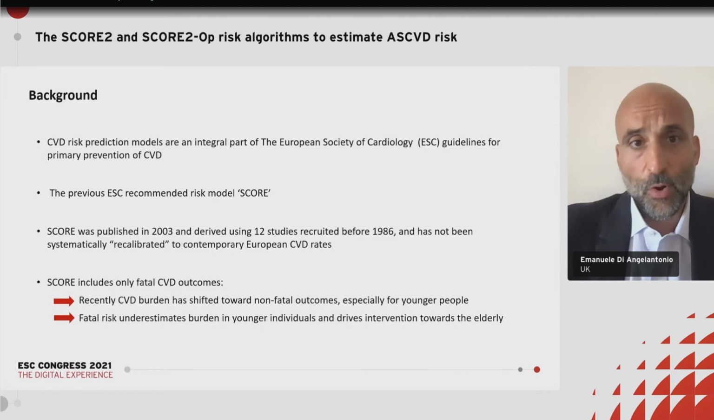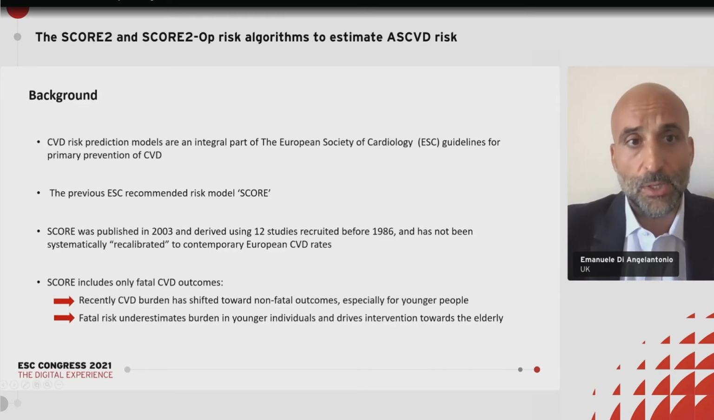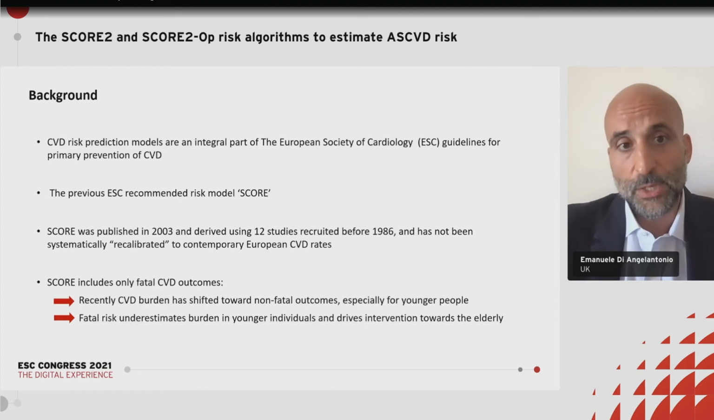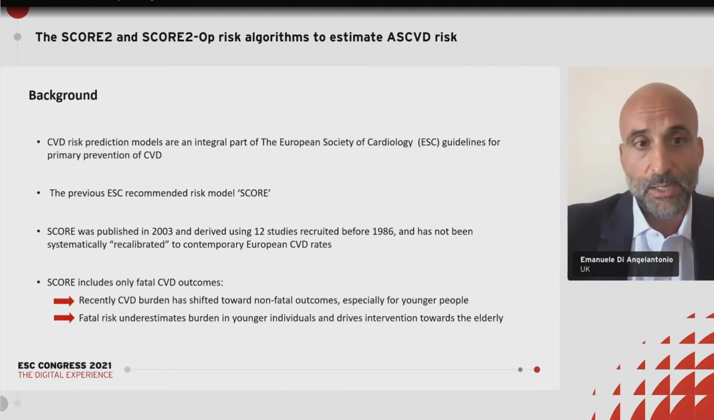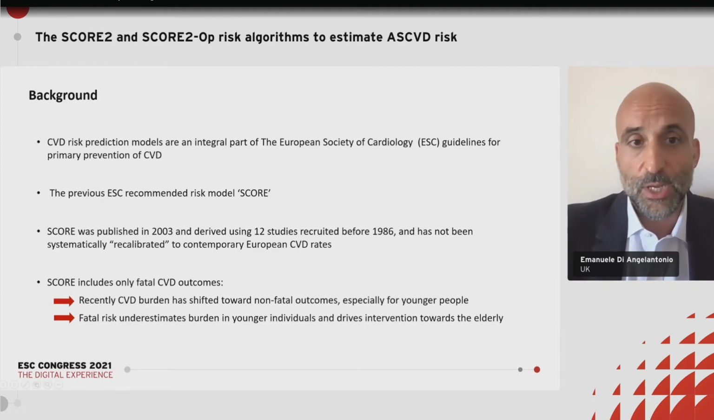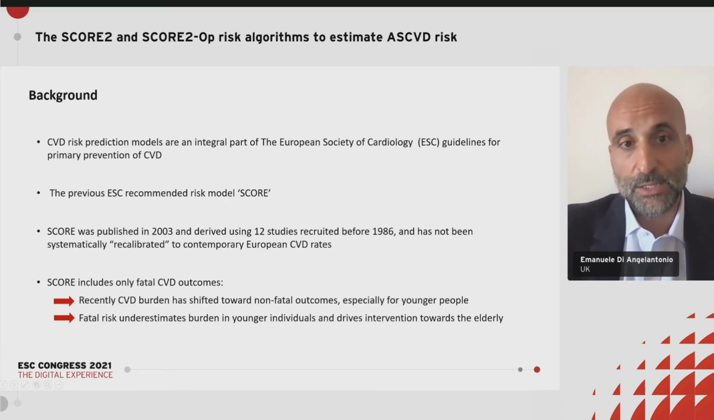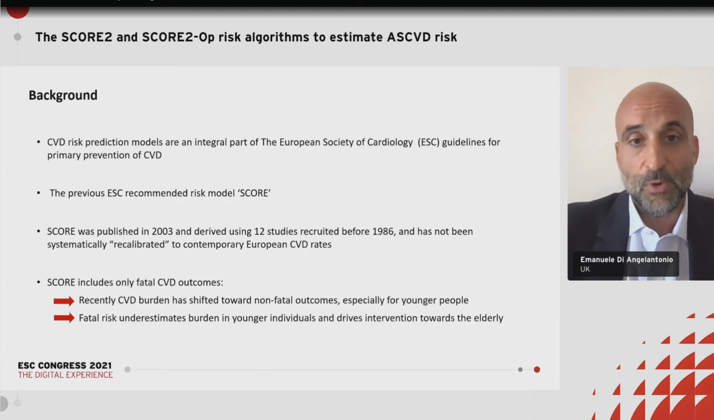So just following off from what Lisa was mentioning about the importance of the ASCVD risk prediction algorithm as a part of the European guidelines, it's really that SCORE, the original SCORE, was actually part of the ESC guidelines for many years. It's been since 2003 when it was derived. It's been a main part of the prevention guidelines and lipid management guidelines, and a key aspect of managing prevention.